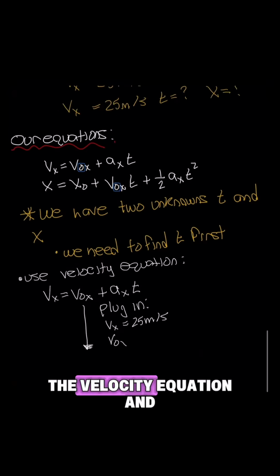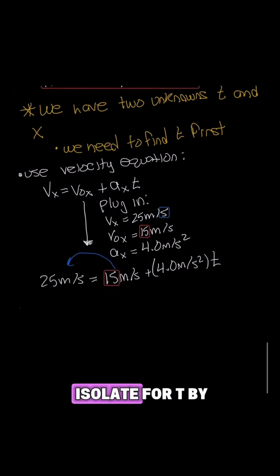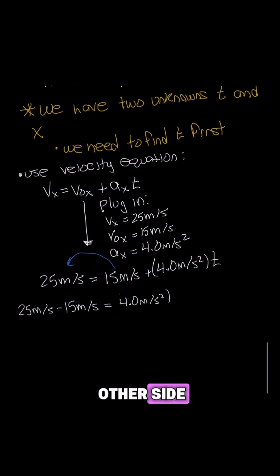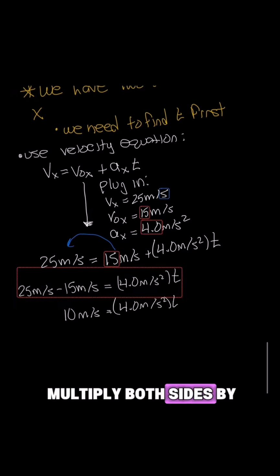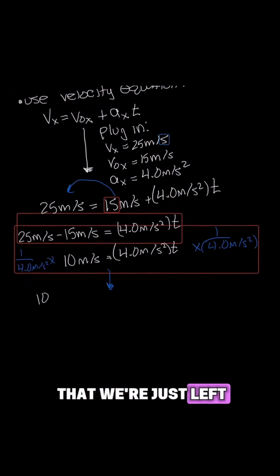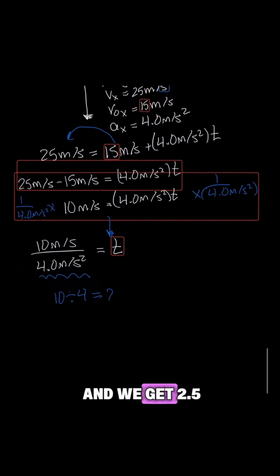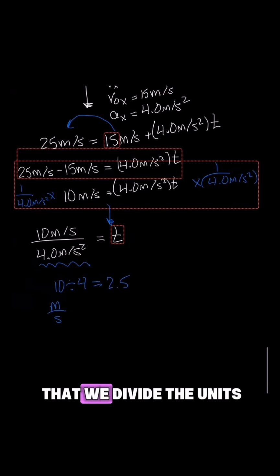So if we start with the velocity equation and plug in the values we have, we get this expression here, and then we can isolate for t by bringing 15 to the other side, and then we can multiply both sides by 1 over 4 meters per second squared to isolate for t. And if we do that, we're just left with this expression here. So on the left hand side we can divide 10 by 4 and we get 2.5, and then we make sure to divide the units.